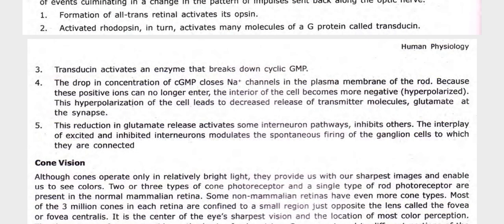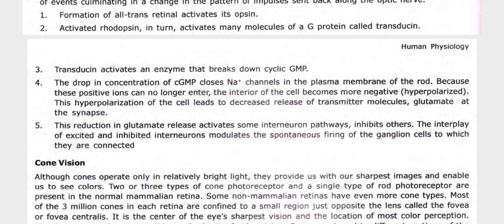Transducin activates an enzyme that breaks down cyclic GMP. The drop in concentration of cGMP closes Na plus channels in the plasma membrane of the rod. Because these positive ions can no longer enter, the interior of the cell becomes more negative, hyperpolarized. This hyperpolarization of the cell leads to decreased release of the transmitter molecule glutamate at the synapse. The reduction in glutamate release activates some interneuron pathways and inhibits others. The interplay of excited and inhibited interneurons modulates the spontaneous firing of the ganglion cells to which they are connected.